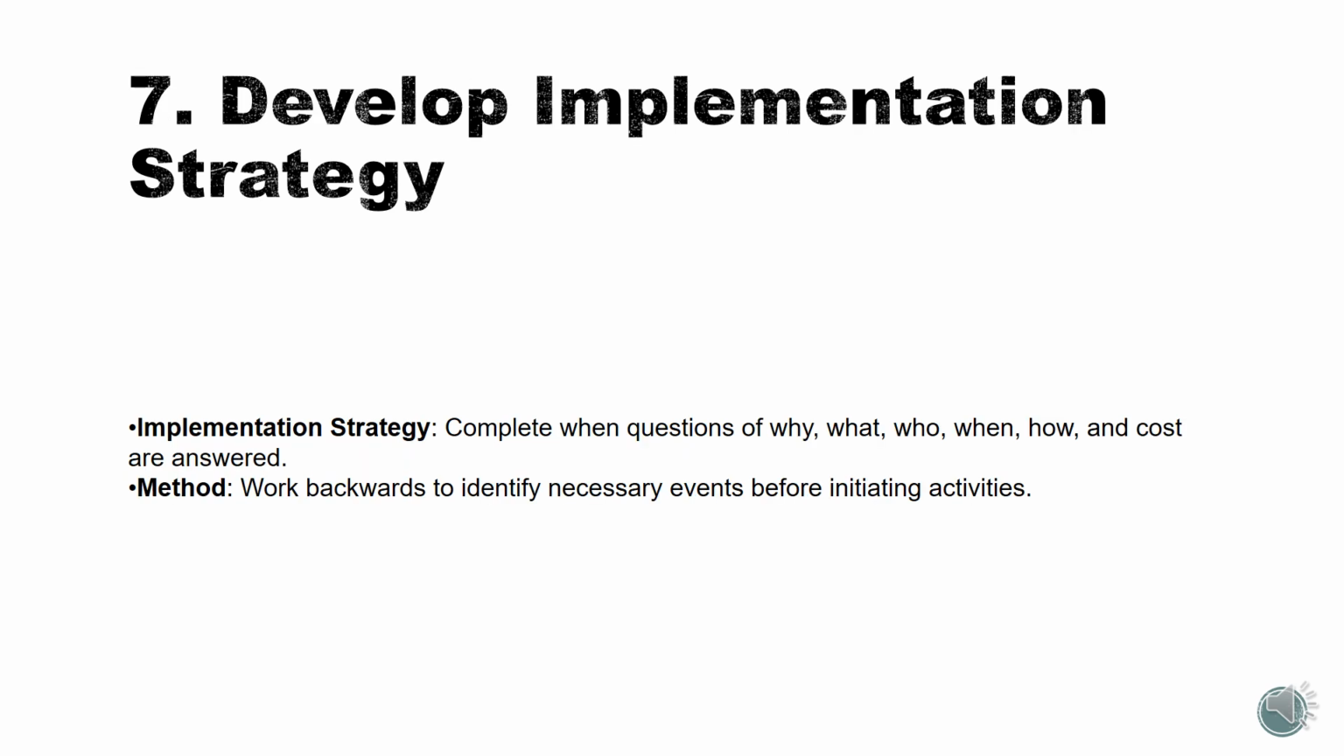The seventh step is developing an implementation strategy. An implementation strategy for each activity is complete when the following questions are answered: why, what, who, when, how, and the cost. The planner must know what specific activity she or he wants to do. The most effective method is to work backwards to identify the events that must occur prior to initiating the activity.